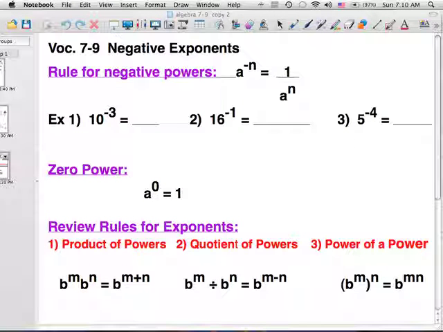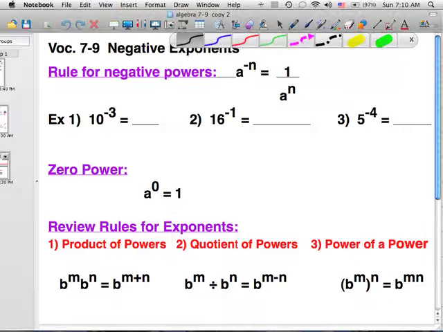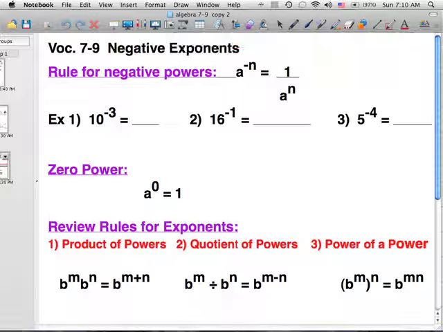We're on chapter 7, section 9. We're going to be working with negative exponents. If you remember from last year, a negative exponent turns into a fraction where 1 is your numerator and the denominator is the power, but positive. So 10 to the negative 3 is 1 over 10 to the positive 3. And then you work it out, it's 1 over 1,000.